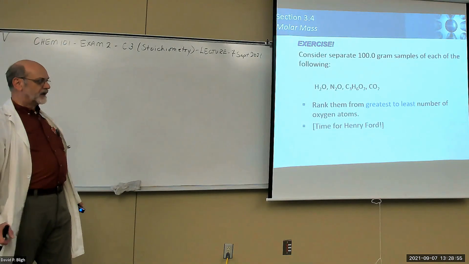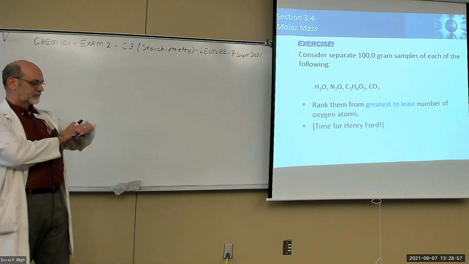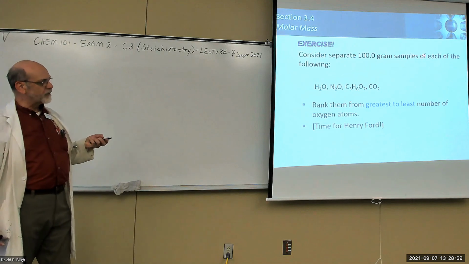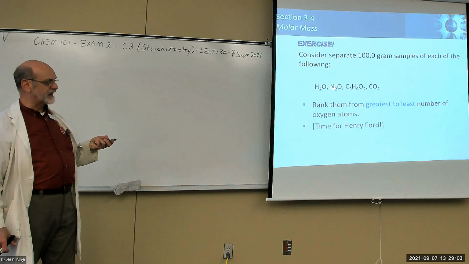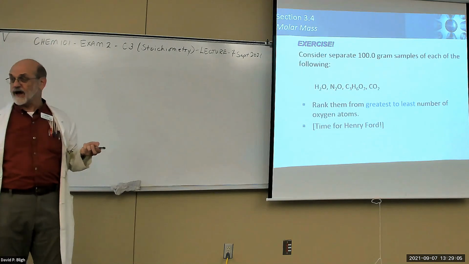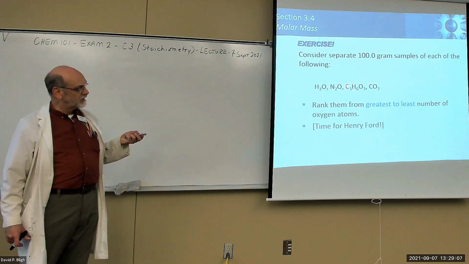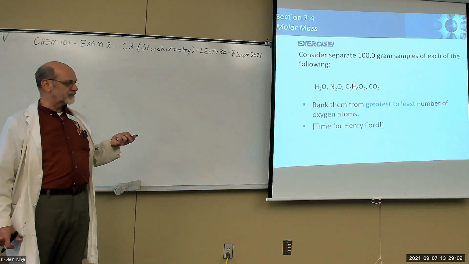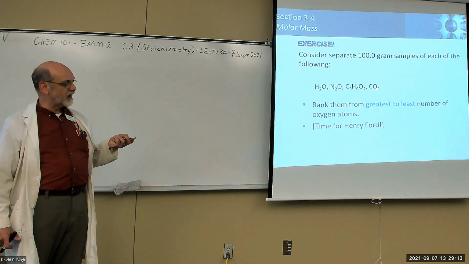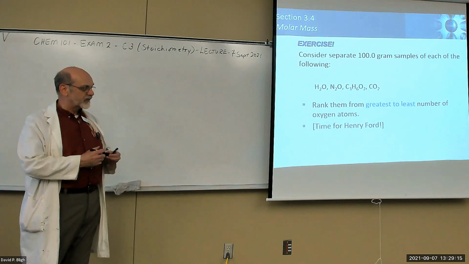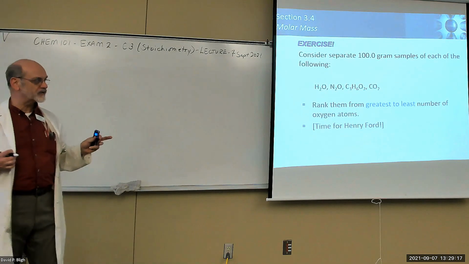All right. So now let's say we have a 100-gram sample of each of the following. Water, dinitrogen monoxide, right, type 3 compound. You won't know what this one is. That's propionic acid. And carbon dioxide. Rank them from greatest to least number of oxygen atoms.